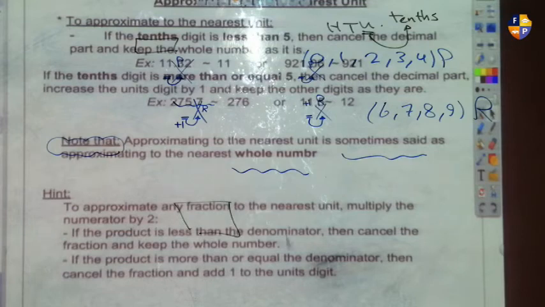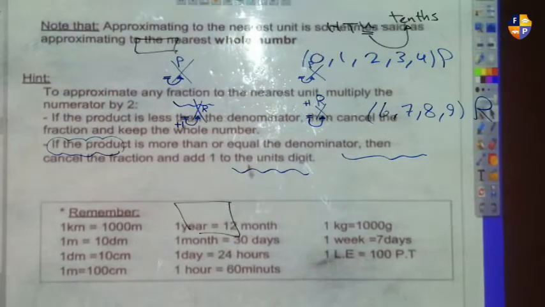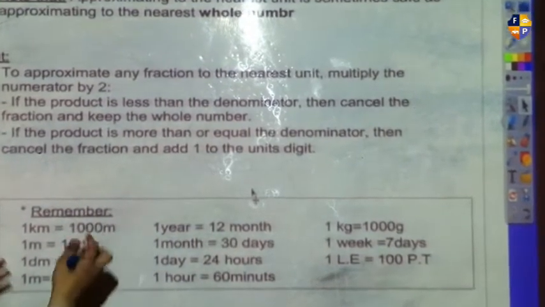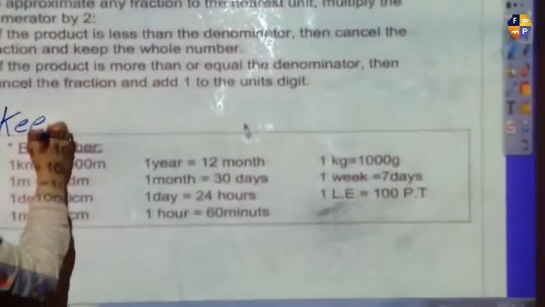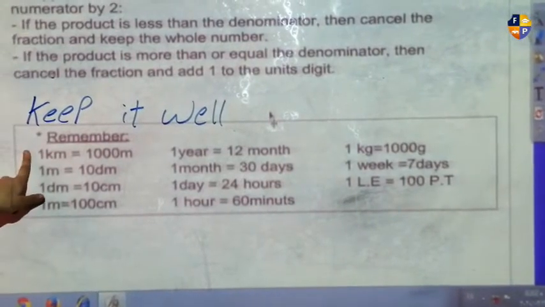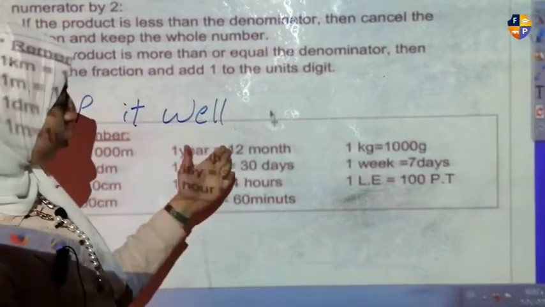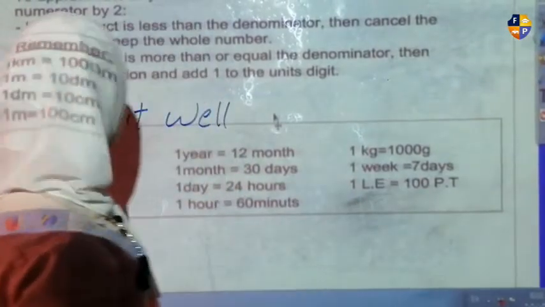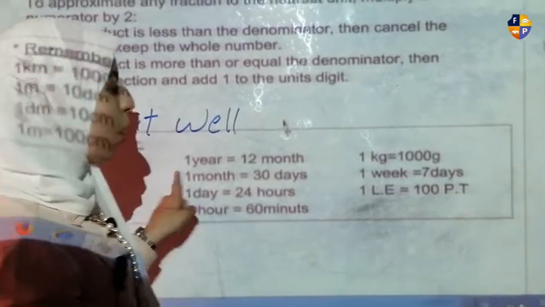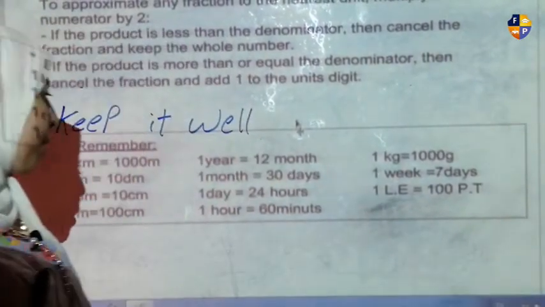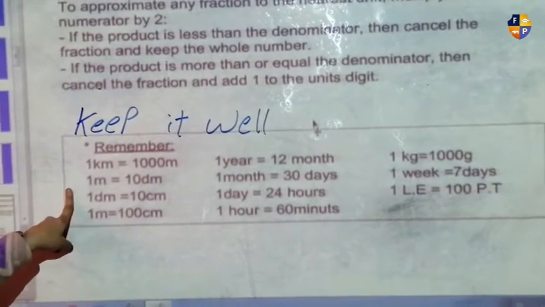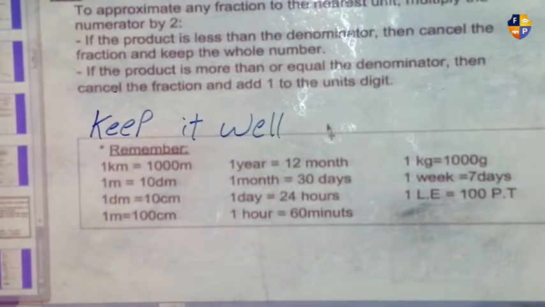And now, this part, we studied it before and now we will remember it again. Keep it well. 1 kilometer equals 1,000 meters. 1 year has 12 months. 1 kilogram equals 1,000 grams. 1 meter equals 10 decimeters. 1 month equals 30 days. 1 week, 7 days. 1 pound, 100 piasters. 1 day, 24 hours, and 1 hour, 60 minutes. 1 decimeter, 10 centimeters, and 1 meter equals 100 centimeters.